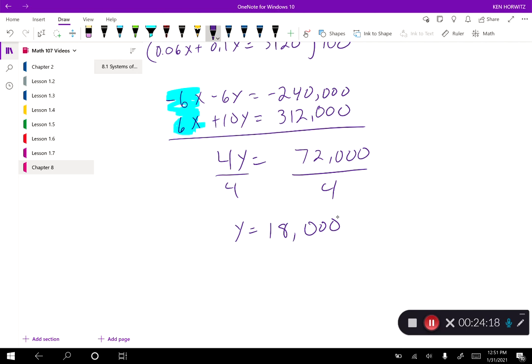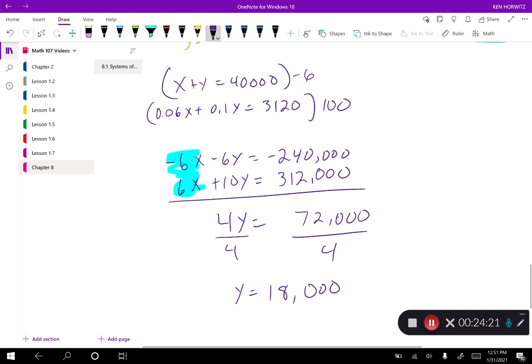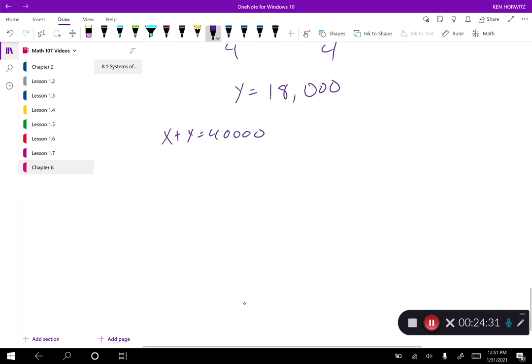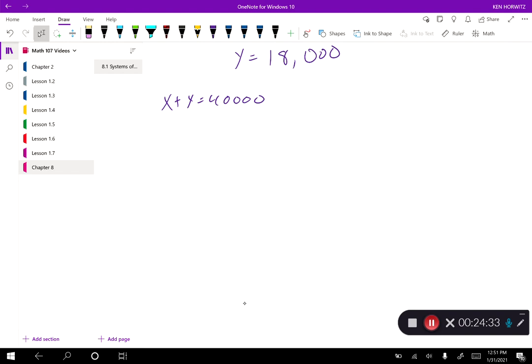So what you can do now is take that y and plug it back into either one of the originals. I would pick the first one: x plus y equals 40,000. Seems really easy, right? So why don't you pause the video, plug 18,000 in for y, and let's solve for x. All right, so I get x plus 18,000 equals 40,000, and I'm going to subtract 18,000.